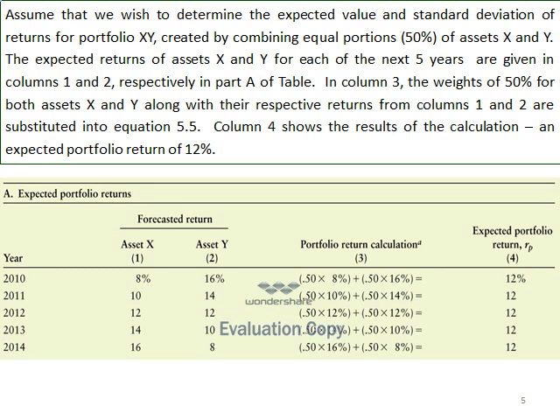So by calculating the rate of return, for example, for year 2010, we will multiply 50% multiplied by 8% plus 50% multiplied by 16%, which equals 12%. And we'll do that for each of the following years. As we see in the last column, column 4, the rate of return will be 12% in each year.